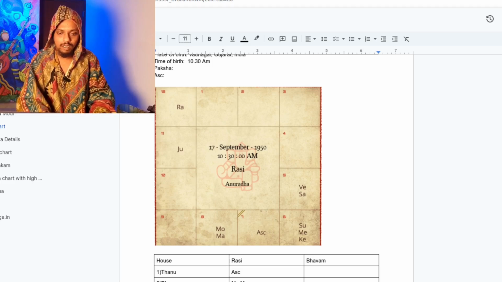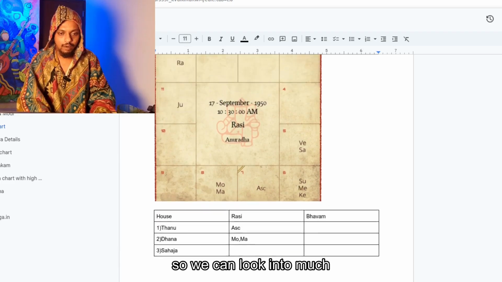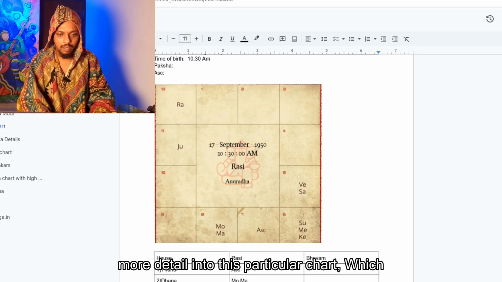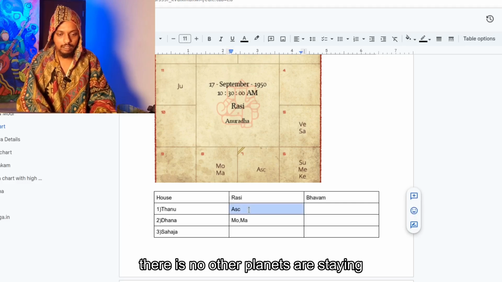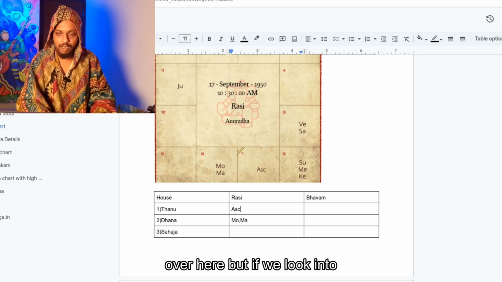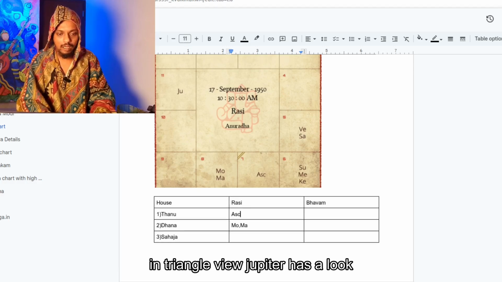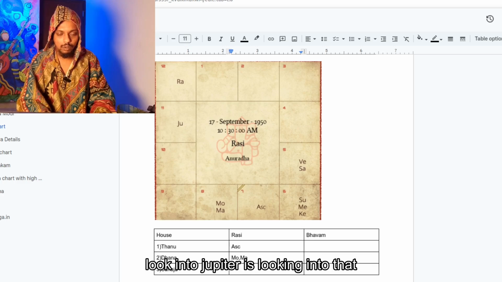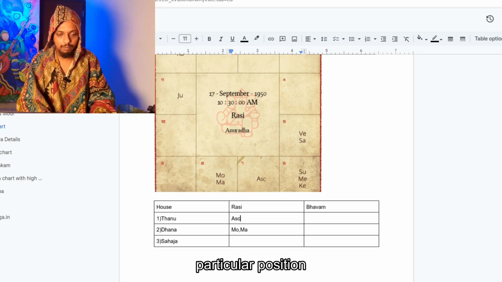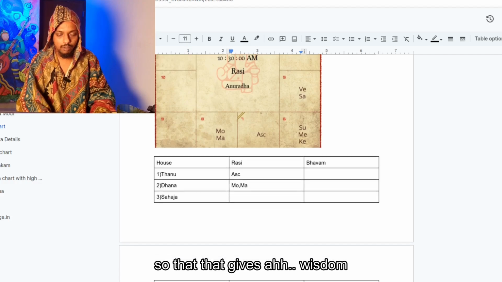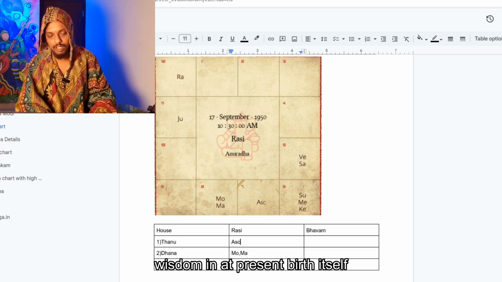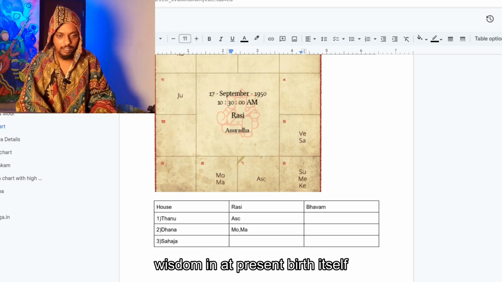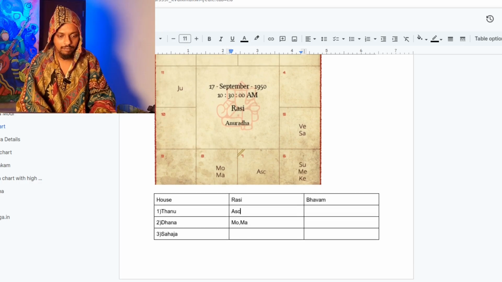So here we can look in much more detail into this particular chart, which starts with the ascendant. This is the first house, the Tanu Bhava. There are no other planets staying over here. But if we look in a triangle view, Jupiter is looking into that particular position. So that gives wisdom in this present birth itself, in the self itself.